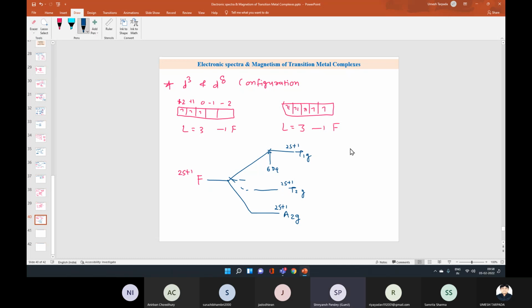सर ये ऑक्टाहेड्रल होगा. ये octahedral है. It's a octahedral and this is by -2 dq. This is by -12 dq. So इनका सी octahedral D3 D8 का and D2 D7 का tetrahedral दोनों सिमिलर हो गए. Okay, this is called octahedral weak field.